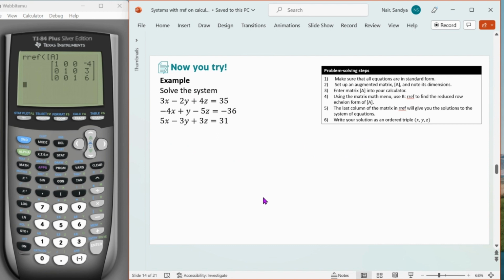Okay, so now you can go ahead and pause the video and practice doing this problem on your own.